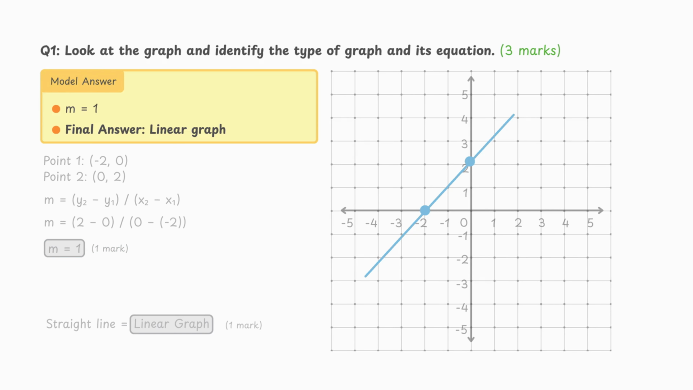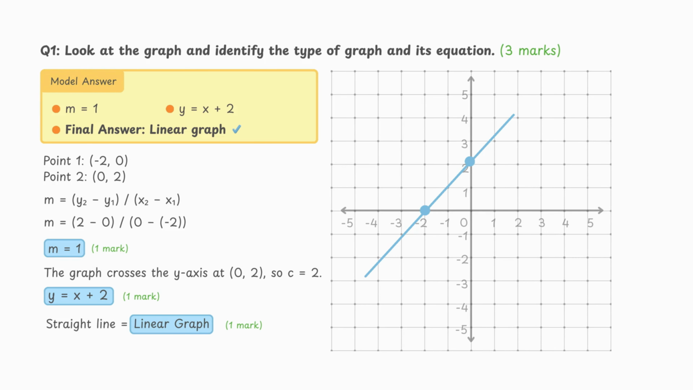We know that the equation of a straight line is y equals mx plus c. We already know that the gradient m is 1. Now we need to find c, which is the y-intercept. Look at where the graph crosses the y-axis. The graph crosses at (0, 2), so the value of c is 2. Now substitute these values into the equation. This gives y equals x plus 2. This earns 1 mark. So the final answer is a linear graph with equation y equals x plus 2.